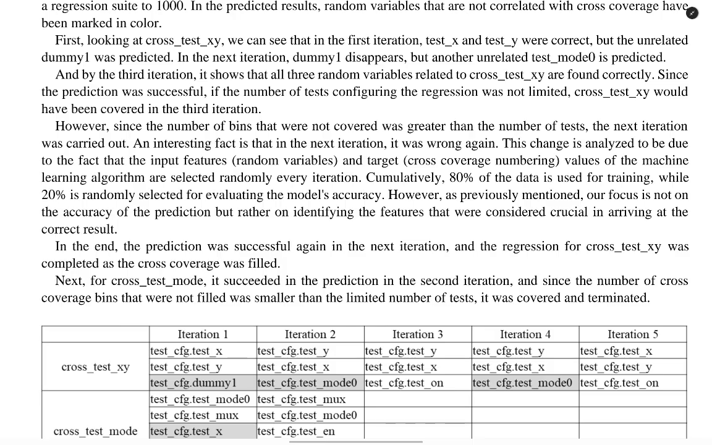Cumulatively, 80% of the data is used for training, while 20% is randomly selected for evaluating the model accuracy. However, as previously mentioned, our focus is not the accuracy of the prediction, but rather identifying the features that were considered crucial in arriving at the correct region. So in the end, prediction succeeded again in the next iteration, and regression for cross_test_XY was completed as the cross coverage was filled.